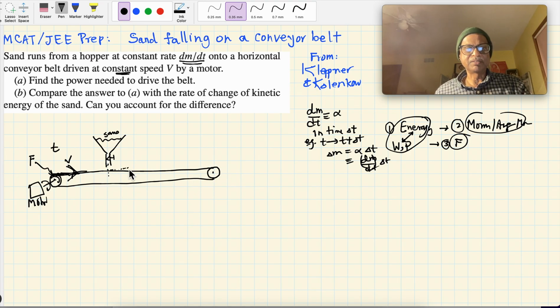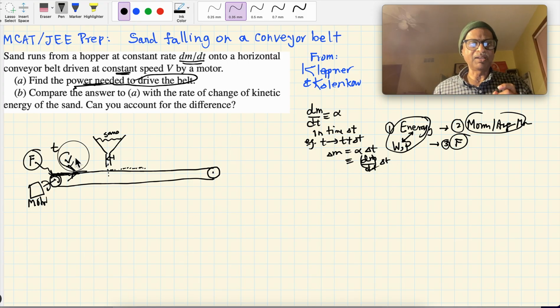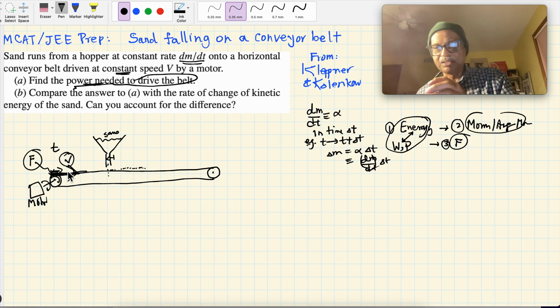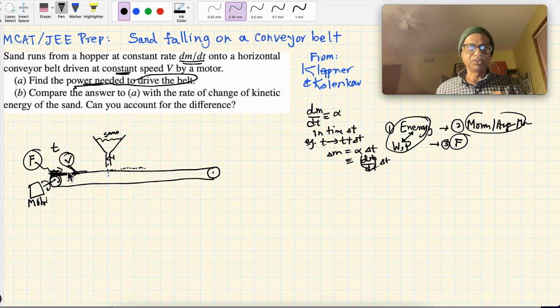Meanwhile, the sand will start to fall on it, right? So we want to find out the power needed to drive the belt. So this is the force, and this is the velocity. The static force is that way, and the velocity is that way. So what we want, power at instant t, is going to be the force times v.